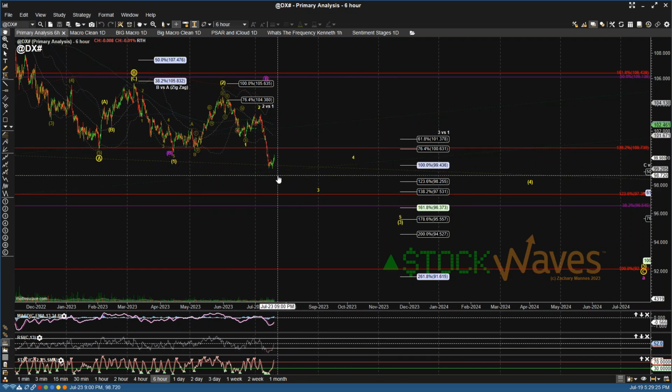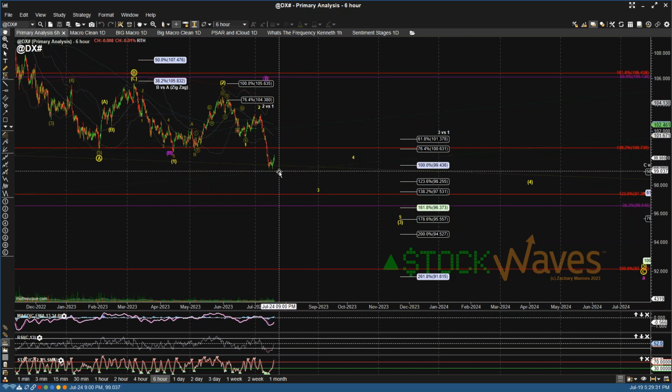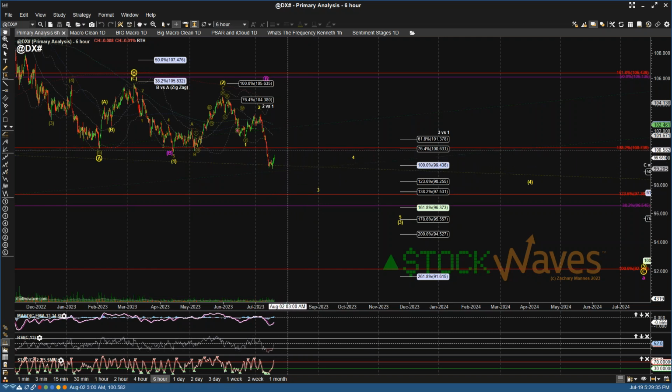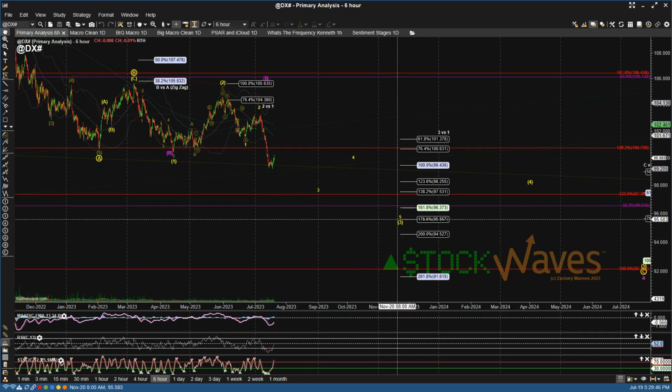So if we drop, but don't extend all the way to the 97.50 region, instead just drop like a nominal lower low and then start to bounce over 100.6, then I'll probably look for another bigger bounce into this 102 region before continuing down as that parentheses wave 3.